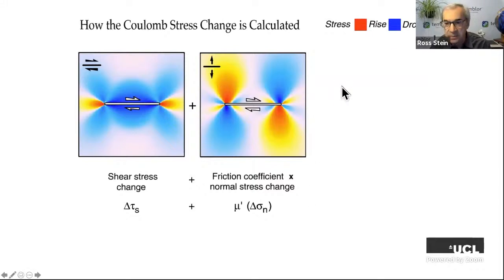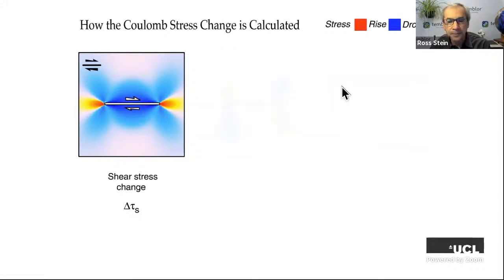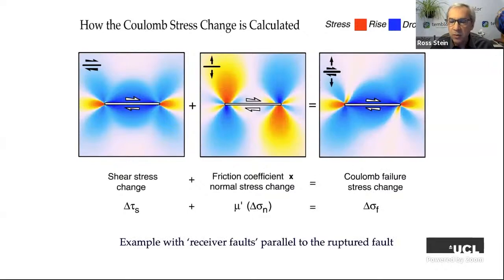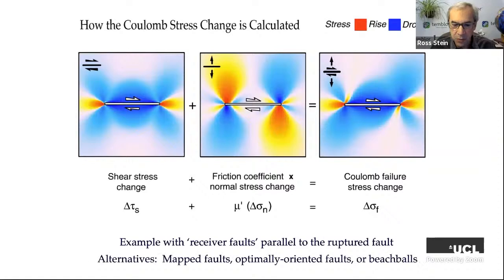I don't know why that keeps disappearing. Okay, this example is one in which we're assuming that all the faults that receive stress, we call them receiver faults, are parallel to the slipped fault. But there are other assumptions we could make. We could resolve the stress on mapped faults or extensions of mapped faults, where we imagine faults to be rectangles of various orientation.